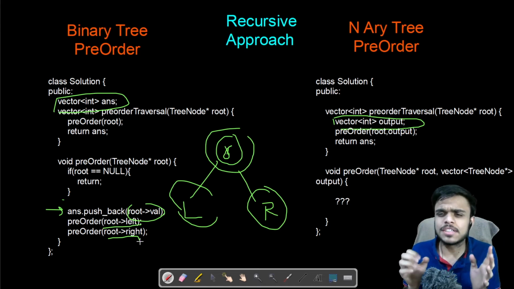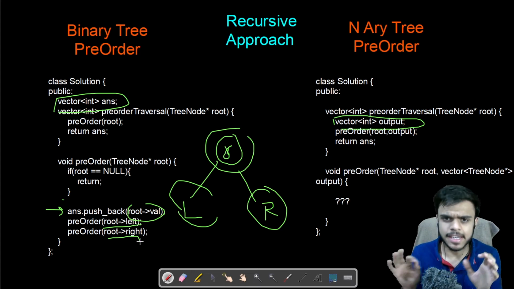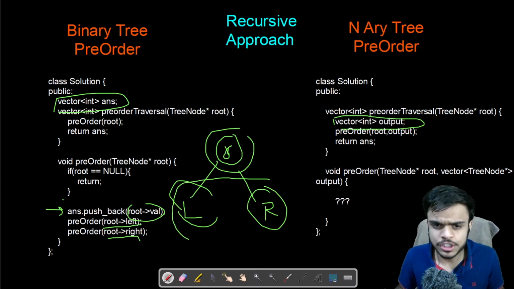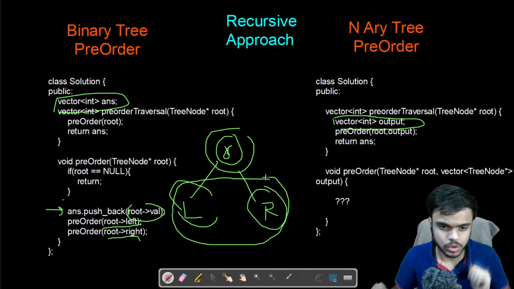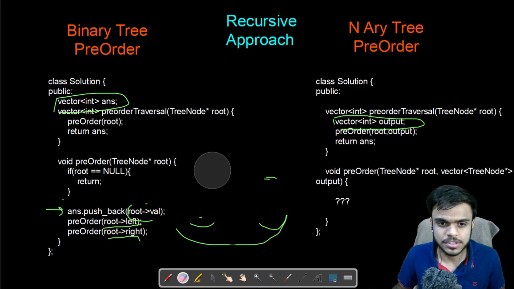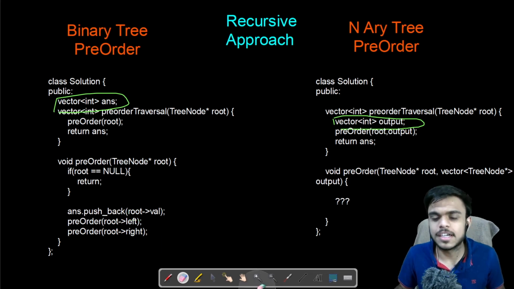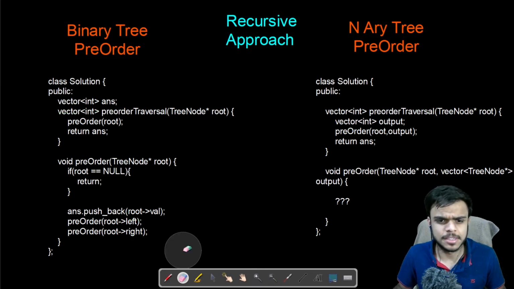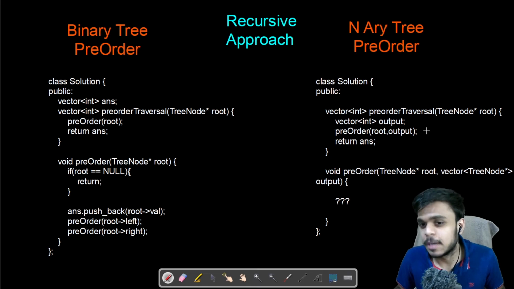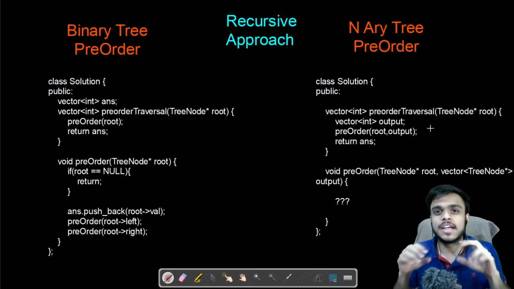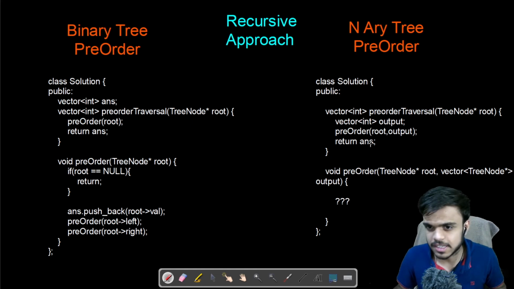What is the difference in an n-array tree? The only difference in an n-array tree is that in place of these two pointers, we have multiple pointers to its children nodes. So what are the things that would change? Here you can see that most of the things would remain the same. You can take a global vector, or you can pass it locally, and then the helper function would basically take the root and give us the pre-order traversal, and we just return that. So here should be the output. Just take it into consideration.